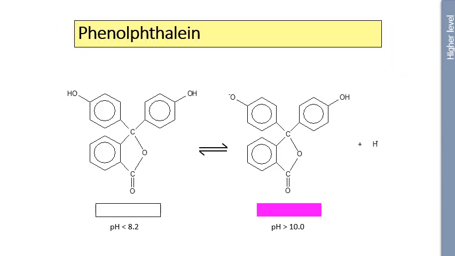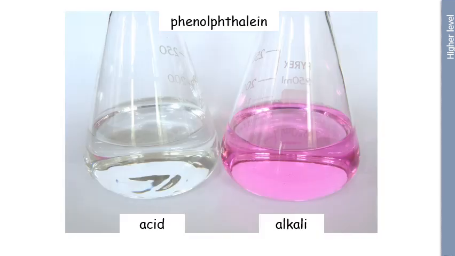Phenolphthalein, which you're probably more familiar with, at pHs less than 8.2, you're going to have the protonated form here, which is colorless, and then the deprotonated form, due to the change in absorption frequencies in the aromatic rings, is going to be a nice pinkish color at pHs greater than 10. So in acidic conditions it's colorless, and in alkali conditions it gets this nice pink color.